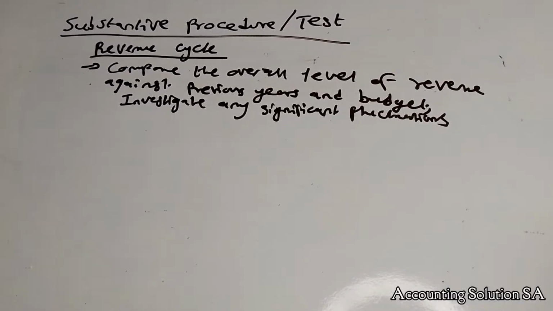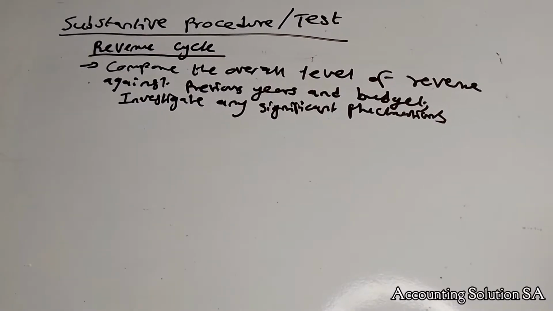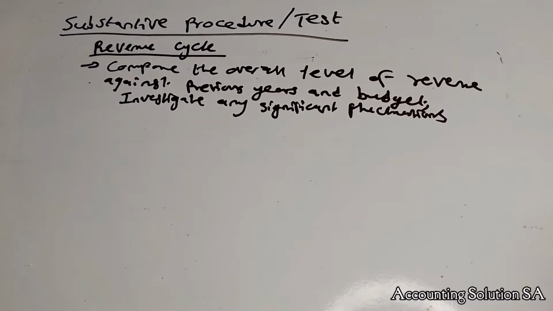Let me give you an example. Let's say you have a company that usually makes a profit of 200 rand. Then in the following year, the company makes 1 million. That's a significant fluctuation. The difference between those profits does not make sense, which means that we have to figure out what happened, how that amount has come about. So this is how we should perform a substantive procedure. That's point number 1 when we perform a substantive procedure on revenue.